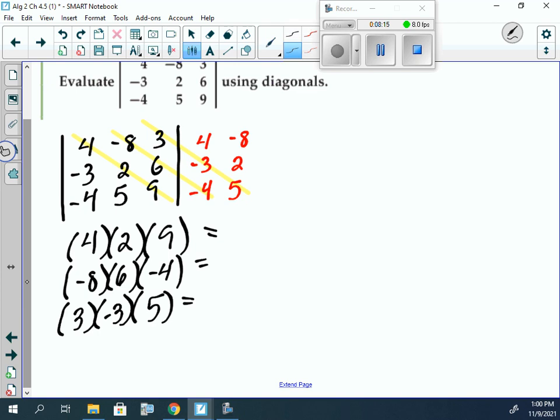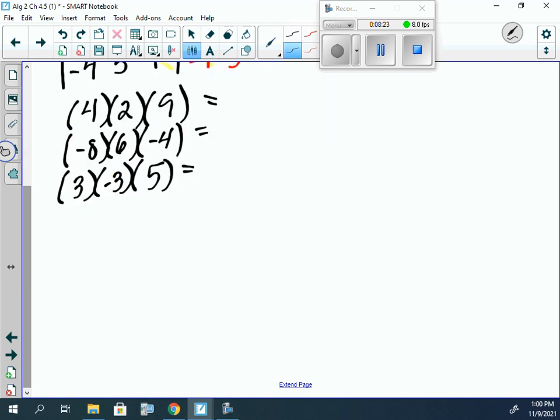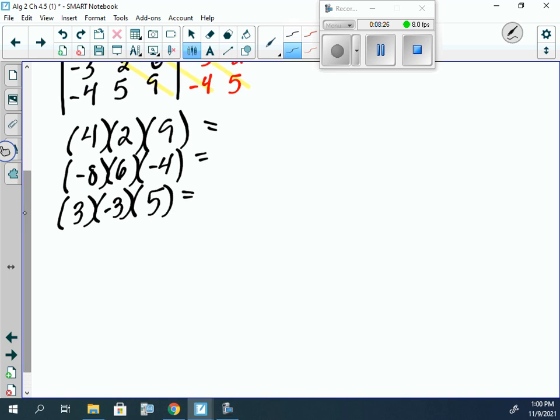Now we're also going to have diagonals going from the left to the right, going in the other direction. But let's figure out these here first, and then we'll deal with the other diagonal. So we're going to multiply these numbers together. So 4 times 2 times 9 would be 72, because 4 times 2 is 8 times 9 is 72. The next one we would have is 8 times negative 4, which would give us 192. And lastly, we would have 3 times negative 3 times 5, which is negative 45.